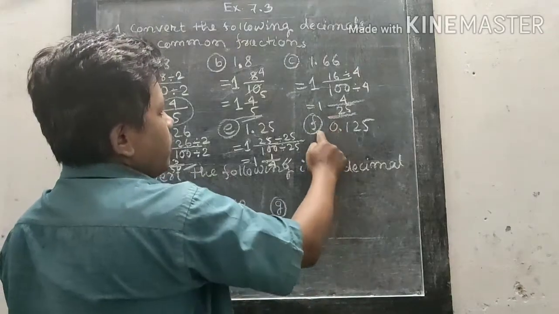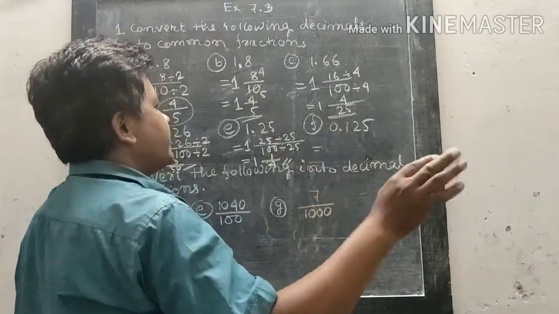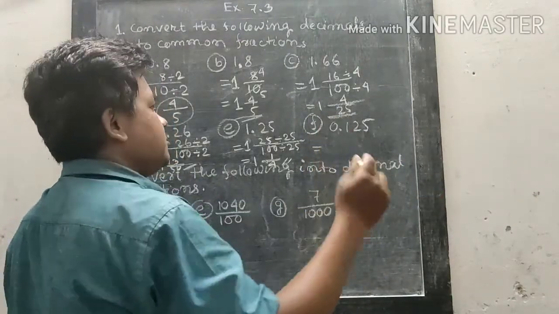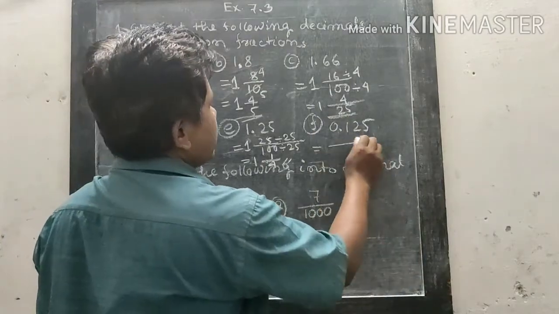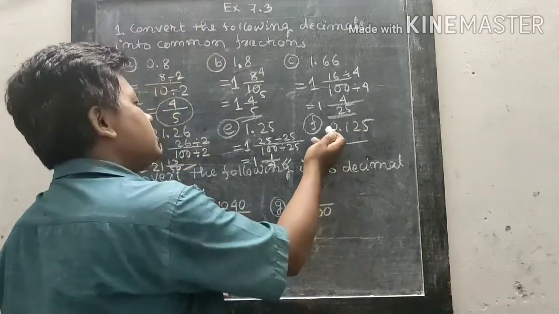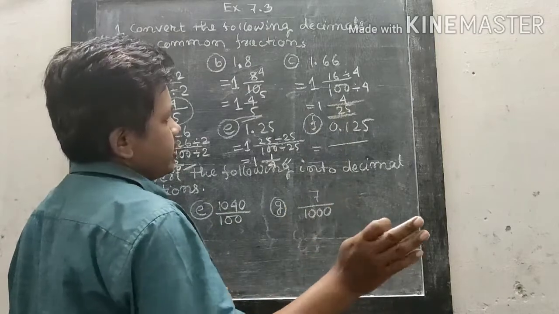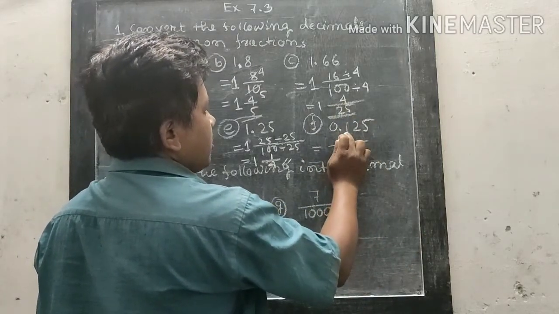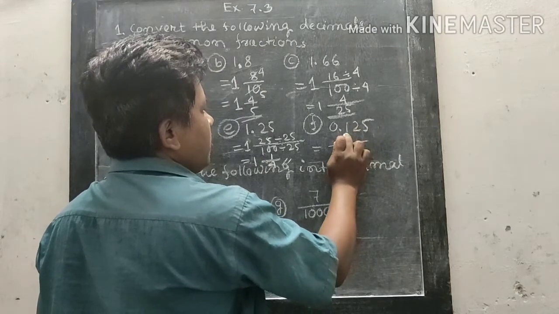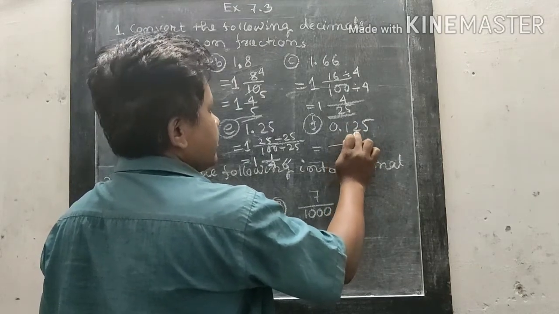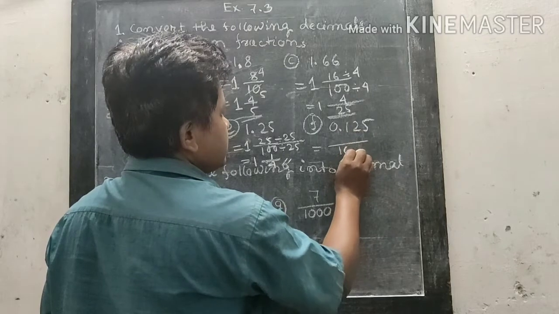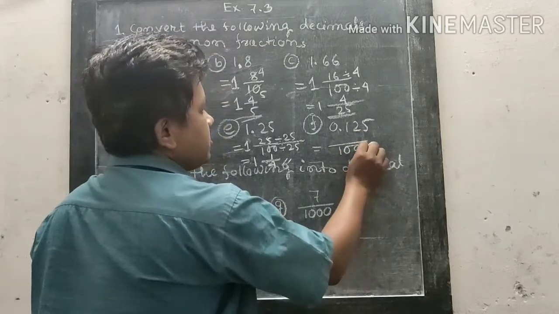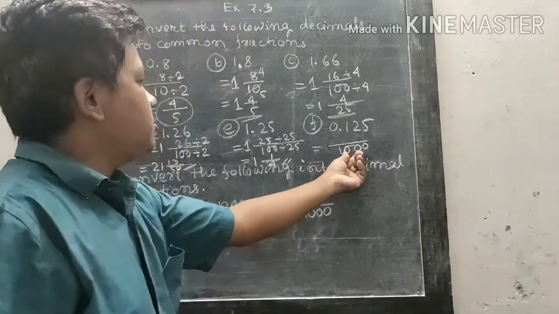Here the whole part is 0. That is nothing. We shall not write this whole number because it is 0. 0 means nothing. Now our fractional part has place values of 10, 100, 1000, so at the denominator we shall write 1000.